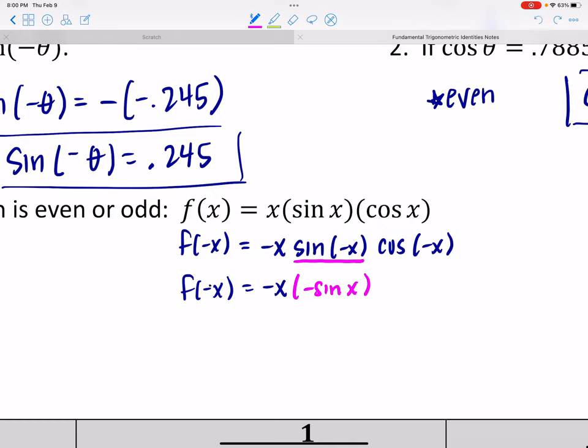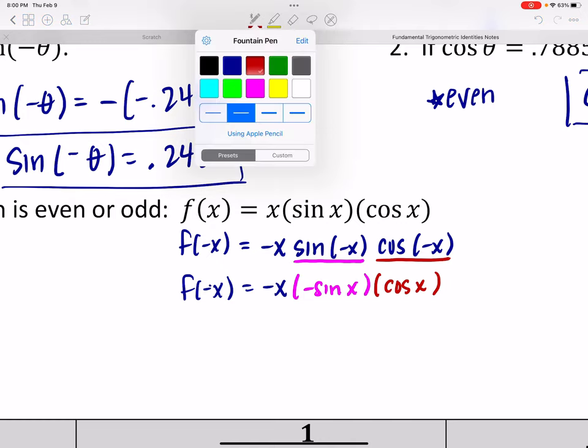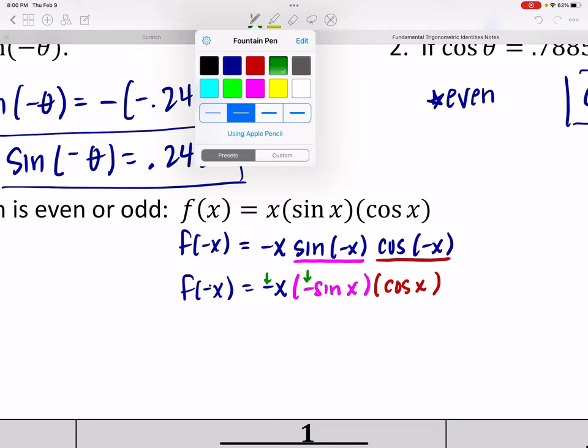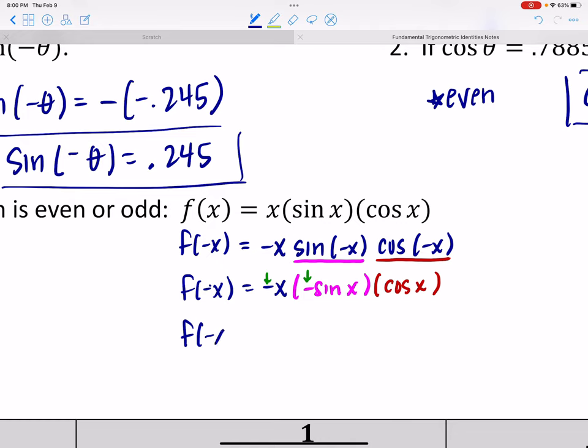Okay, and then here we have an even function. If I make my input on an even function negative, it doesn't change the output. So cosine of negative x is the same as the cosine of positive x. Okay, now I have two negatives, one here and one here, and a negative times a negative makes a positive. So if I rewrite f of negative x, the two negatives cancel, so I'm looking at an x, a sine of x, and a cosine of x.